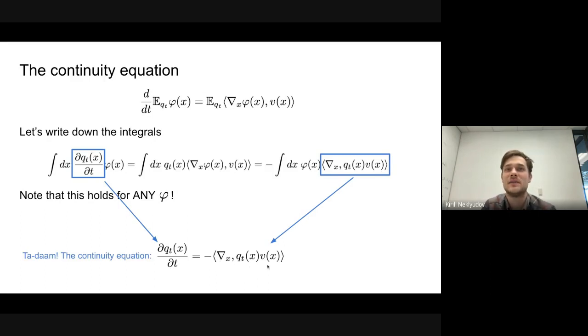So given the vector field and the density, let's say we know the current density of the samples, we can evaluate the time derivative of the density, right? So we can actually predict how the density will change in the next time step.